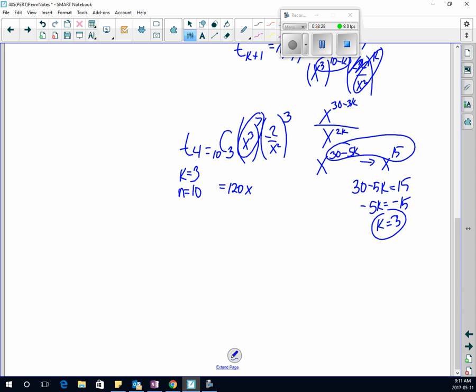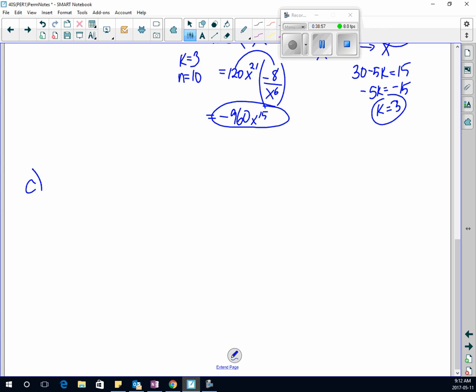X to the power 21. What do I get here? Negative 8 over x to the power 6. Hey, look at that. We are going to get x to the power 15. So what's 120 times negative 8? Negative 960, x to the power 15. 120 times 8 is 960.